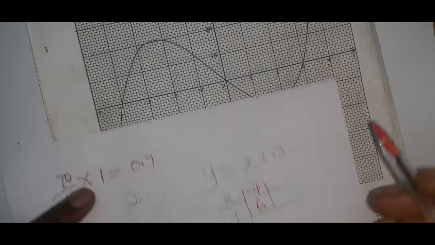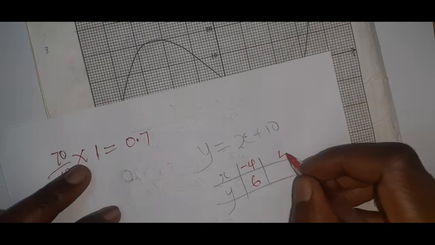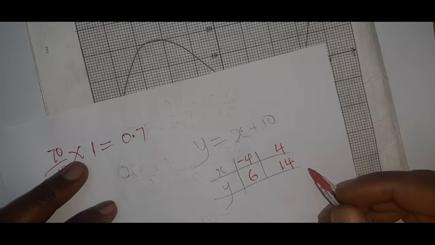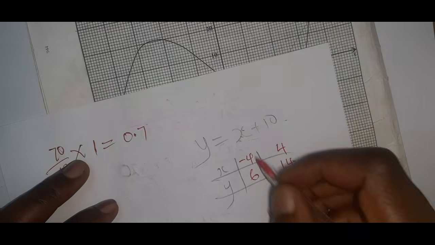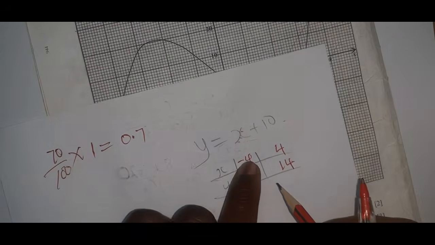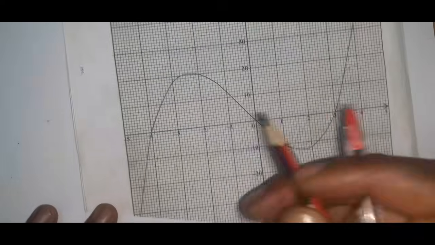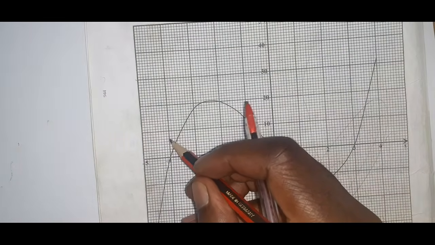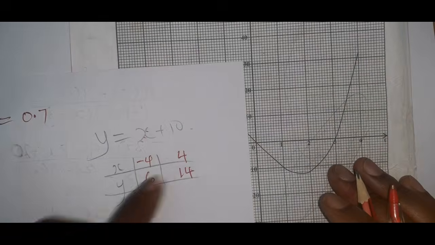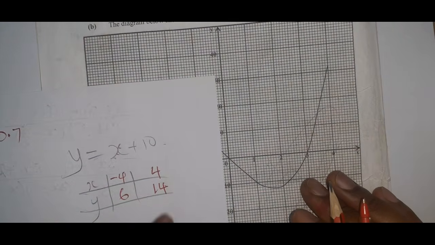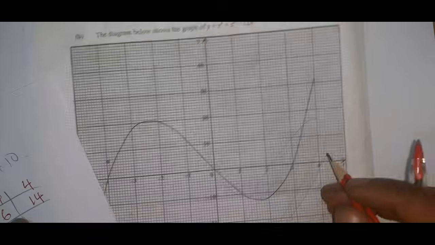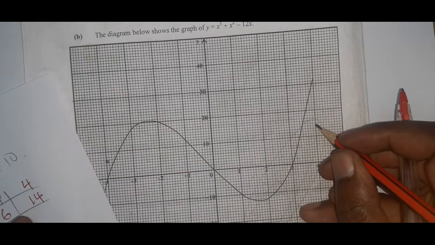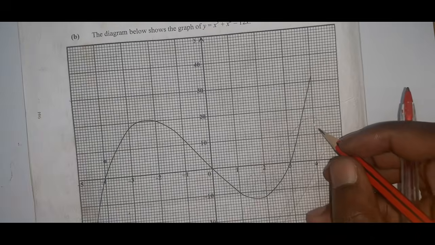Then what about when x equals 4? This will be 14. Okay? So we can use these 2 points, -4, 6. Where do we have this point? 1, 2, 3, 4, 5, 6. We have this point here. And then 4, 14. 1, 2, 3, 4. This point. So we can join these 2 points now.